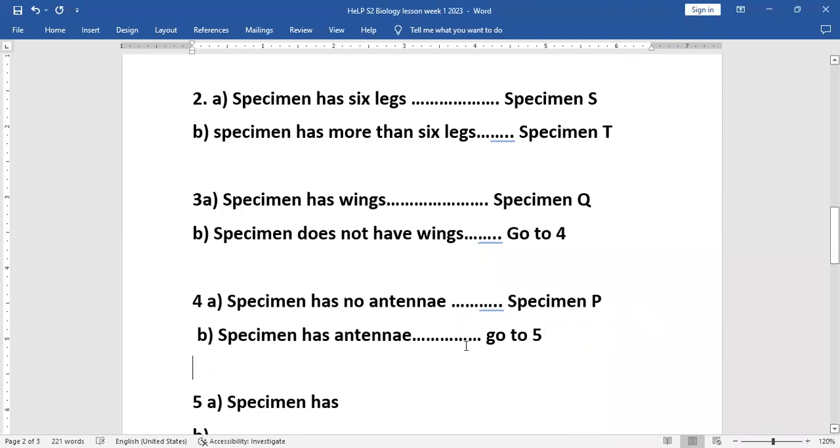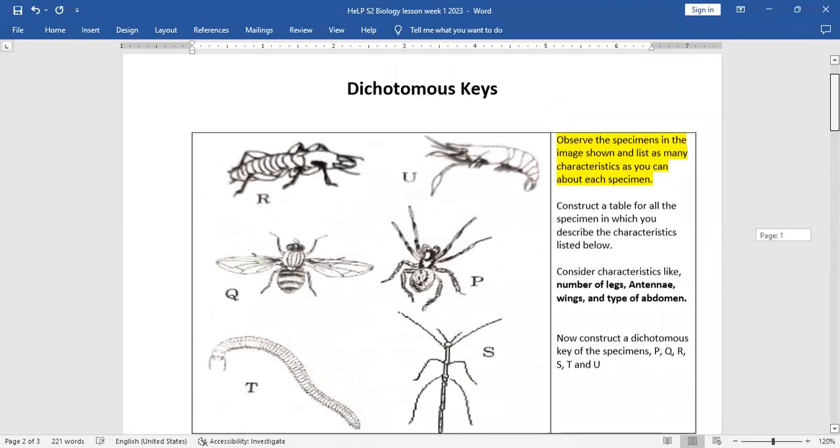Okay, people, can we finish this up? We had seen couplet number 4, and we said those which have antennae and which have no wings, we are left with our two specimens here, R and U. And we separate them. Tell me how we can separate them. I hope you can see them. The number of body parts. Yes. Number of legs.